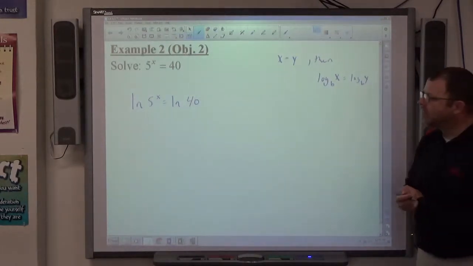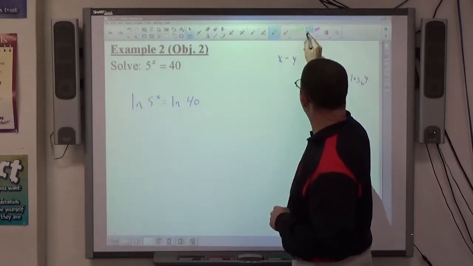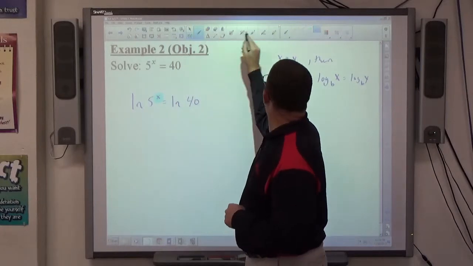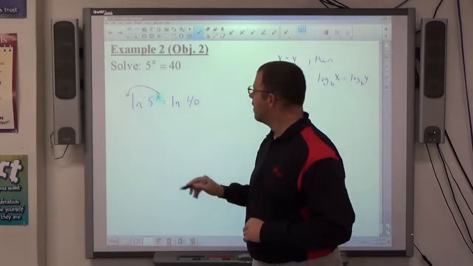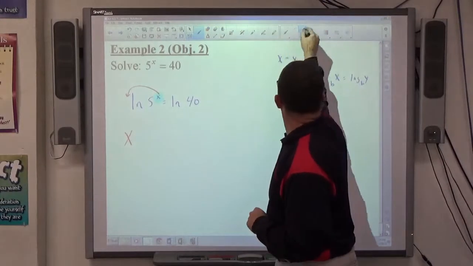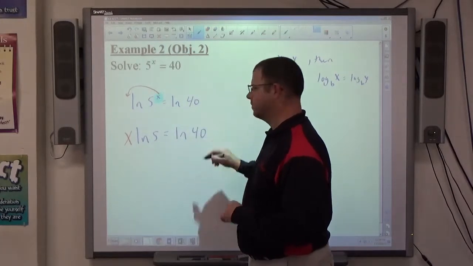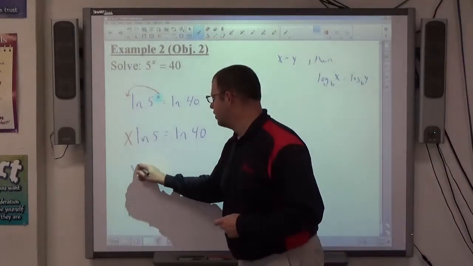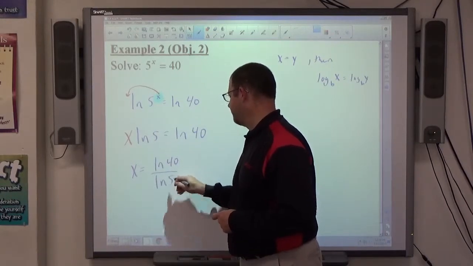Now, the reason I want to go logs is because we have another law of logarithms saying that if we have a power in the argument, that power is allowed to move out in front of the logarithm, right? So that gets me x out in front times ln 5 is equal to ln 40. Then I go on to solve this, I end up getting x equals ln 40 over ln 5.